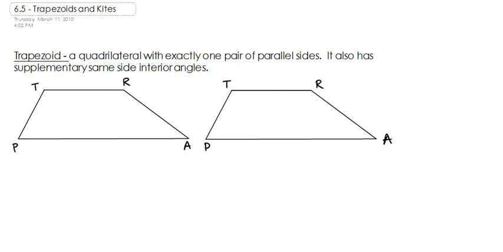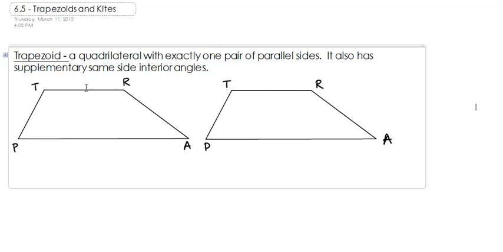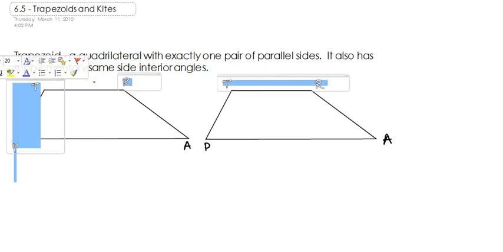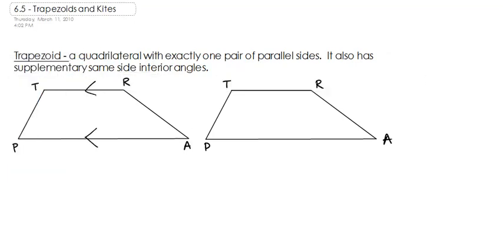Both these two shapes on the screen are trapezoids. You can tell they're labeled TRAP. It says a trapezoid has one pair of parallel sides. So for this trapezoid, those two sides are parallel. The arrows mean they're parallel. It also has supplementary same-side interior angles.